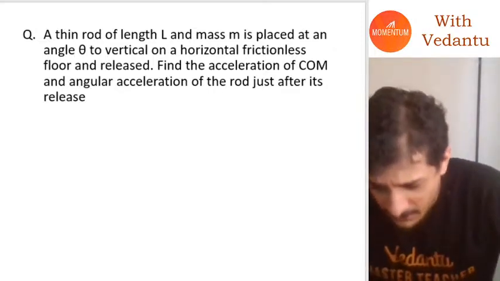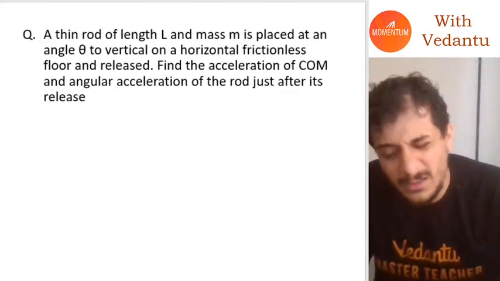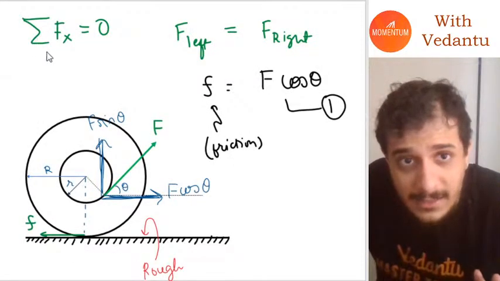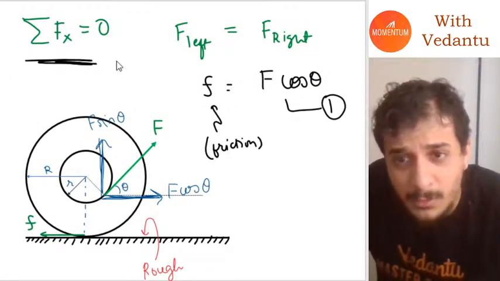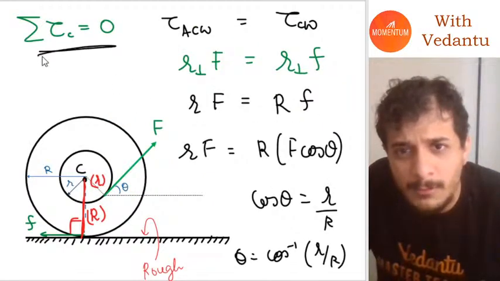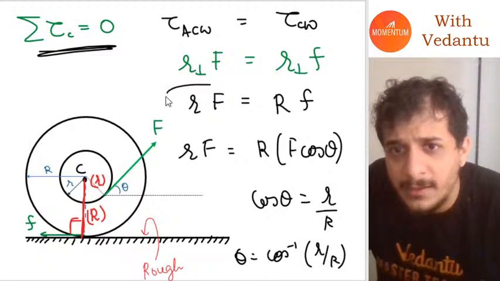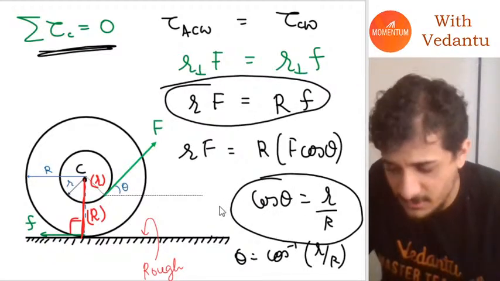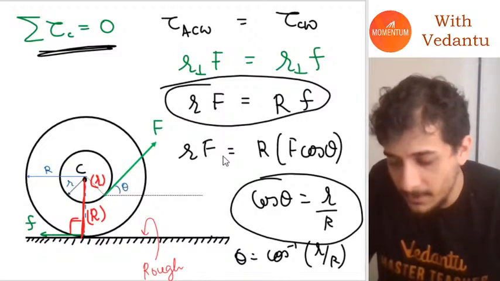Akash Dev wants me to explain once more. I will just explain in short. I said that the total force should be equal to zero, which gives me the first equation. Then I said the total torque should also be equal to zero, which gives me the second equation. Using both these equations, I can get cos theta is equal to r by R. Then it becomes very simple.